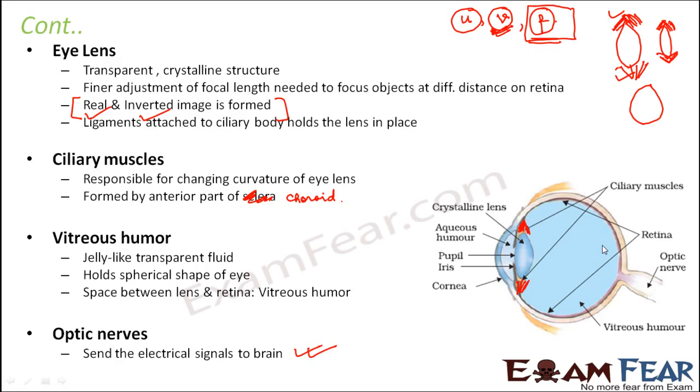Then the person gets to know that, okay, whatever I am seeing is a bottle and the bottle is half filled with water. So that interpretation is actually done by the brain. So it is very, very important that there is a strong connection between the sensory organ and the brain, and that connection here is provided by the optic nerves. So these are the important components of the eye.